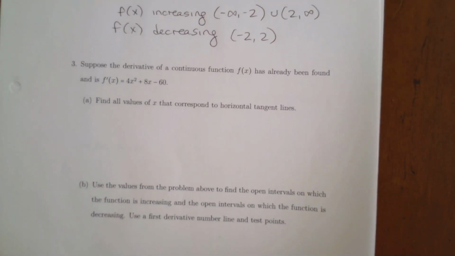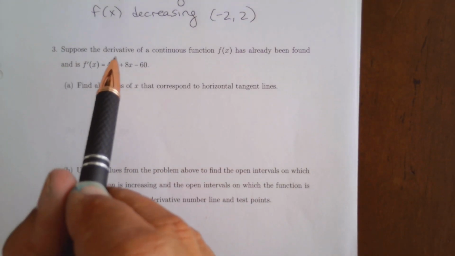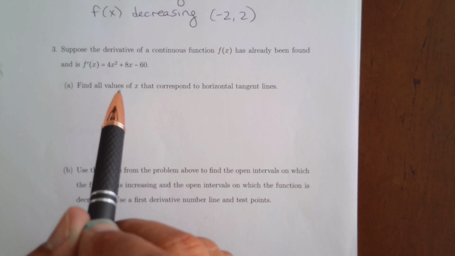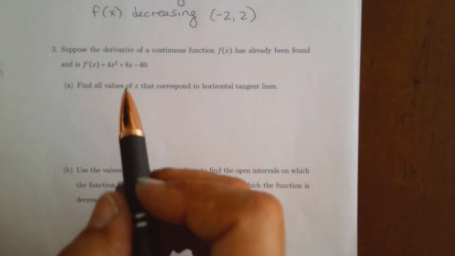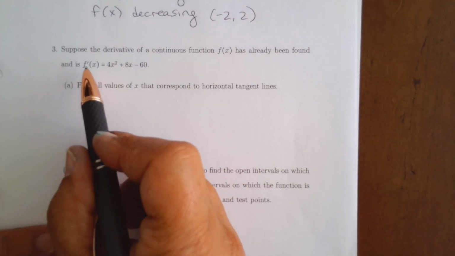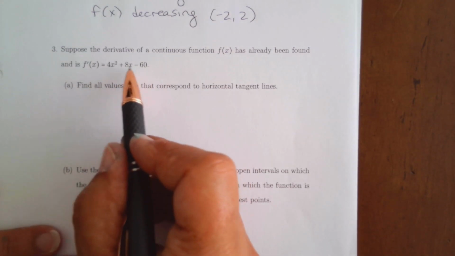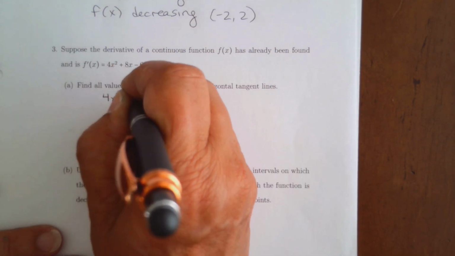All right. So let's look at the next one. Now, number 3 gives you the derivative, not a function. Suppose the derivative of function f has already been found to be this. Find the values of x that correspond to a horizontal tangent line. So we already have the derivative, so be careful with the notation. You don't have to find the derivative. This is the derivative. So we just need to take this derivative and set it equal to 0.